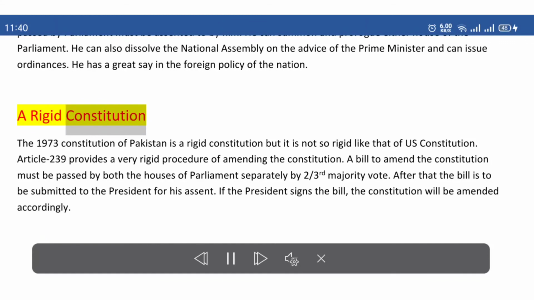A rigid constitution. The 1973 Constitution of Pakistan is a rigid constitution, but it is not as rigid as that of the U.S. Constitution. Article 239 provides a very rigid procedure of amending the Constitution. A bill to amend the Constitution must be passed by both Houses of Parliament separately by a 2/3 majority vote. After that, the bill is to be submitted to the President for his assent. If the President signs the bill, the Constitution will be amended accordingly.